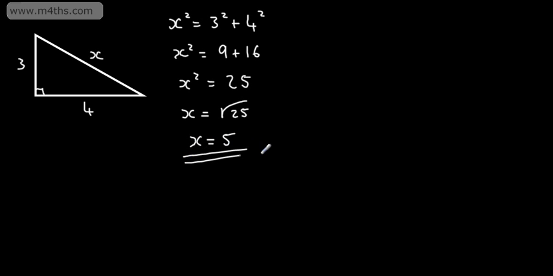So we have an integer value, a whole number, and we have a perfect square. That's not always going to be the case. So if we use Pythagoras' theorem on a different triangle, we might not get an integer value and we might not have a perfect square. When that happens, we say that the answer can be left in surd form.